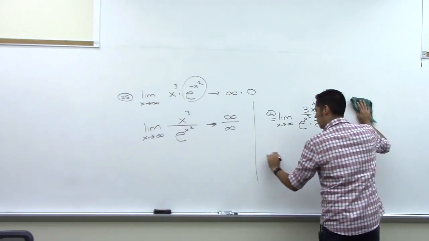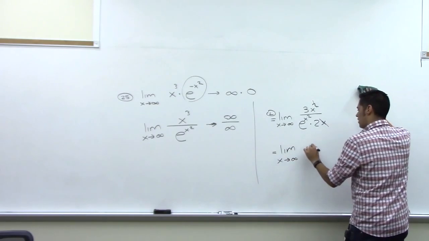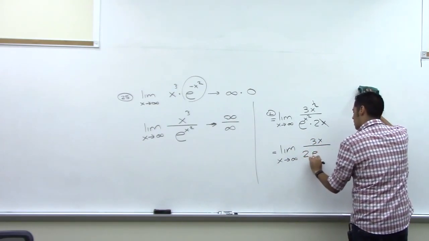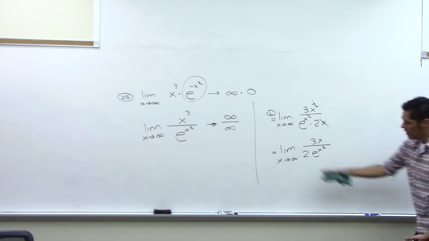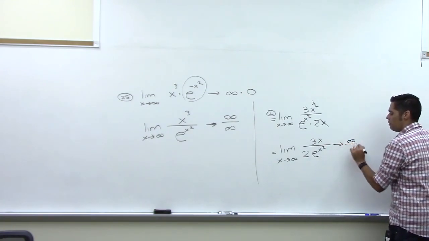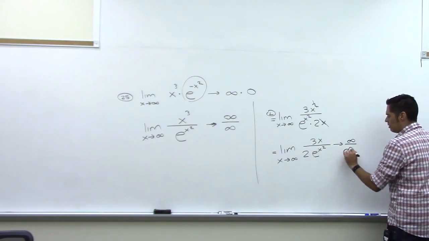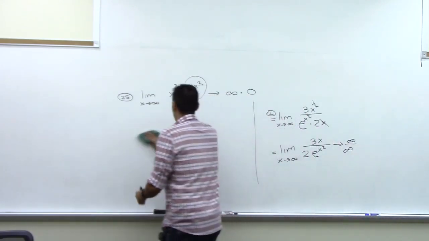So we have limit as x goes to infinity, I still have 3x on top, and on the bottom I have 2e to the x squared. And now, look at it, x goes to infinity, 3 times infinity goes to infinity, over e to the infinity squared, this is all infinite, times 2, still infinity over infinity. So I go with L'Hopital again.